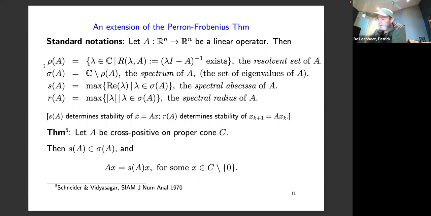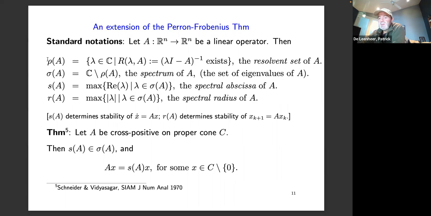Here's some very standard notation. Looks like a busy slide, but you're probably all very familiar with it. So to any linear operator on Rn, I'm going to associate 4 quantities. First one is the resolvent set. Second one is the spectral set, or the spectrum. Third one is the spectral abscissa, already mentioned briefly. And the last one is the spectral radius.